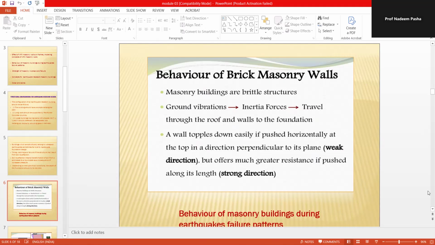A wall topples down easily if pushed horizontally at the top in a direction perpendicular to its plane, the weak direction, but offers much greater resistance if it is pulled along its length, the strong direction. See here, weak direction and strong direction of a wall. If we assume that a wall is there, it will topple down easily if it is pushed horizontally at the top in a direction perpendicular to its plane. So this is known as the weak direction. But it offers much greater resistance if pushed along its length. Why does it offer greater resistance if it is pushed along the length? Strong direction, because it is in a rigid state, it is attached to the foundation.